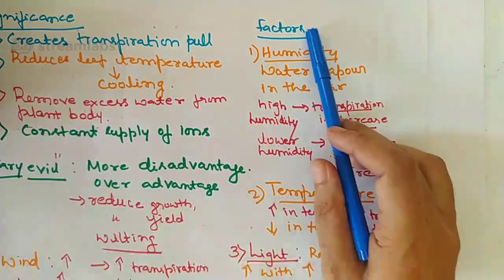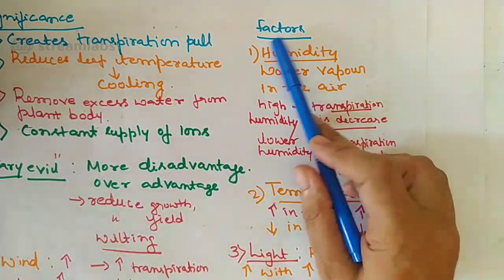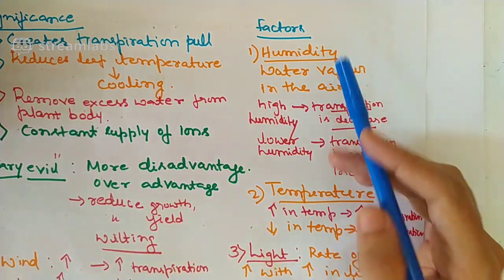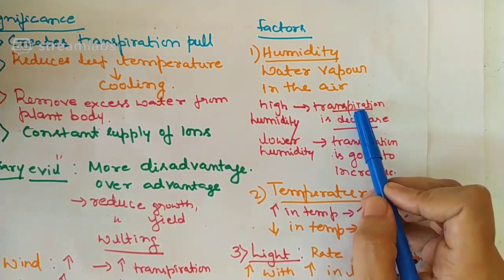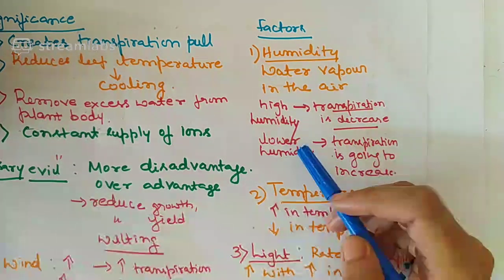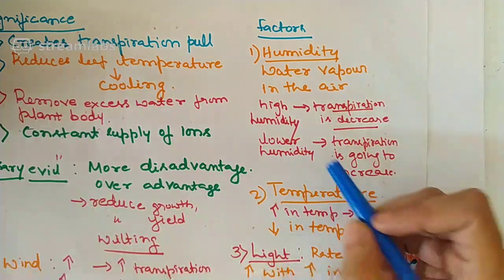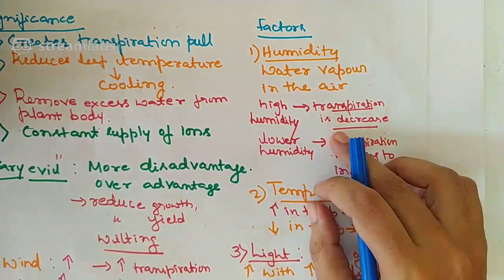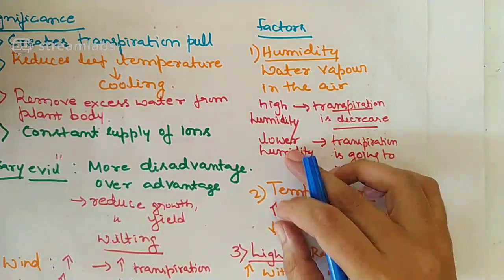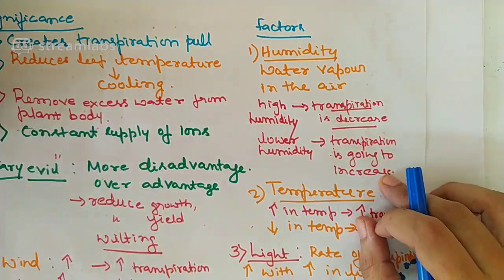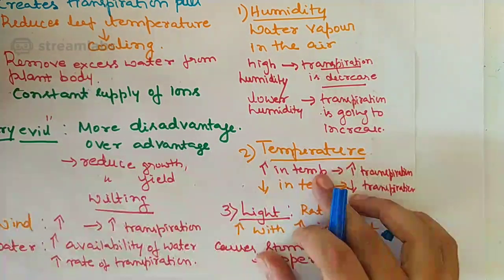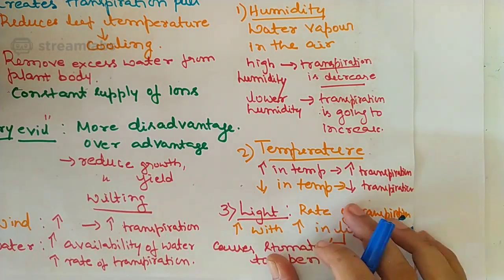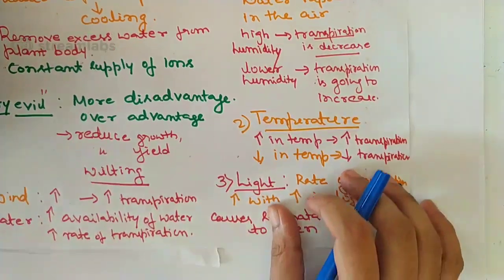And we have studied different factors affecting transpiration. So when there is lots of moisture or water vapor in the air, that is humidity. When humidity is high, the transpiration is going to decrease. When humidity is less, the transpiration is going to increase. With the increase in the temperature, the rate of transpiration is also going to increase. With the decrease in temperature, the rate of transpiration is going to decrease.